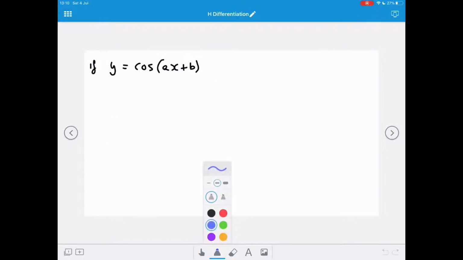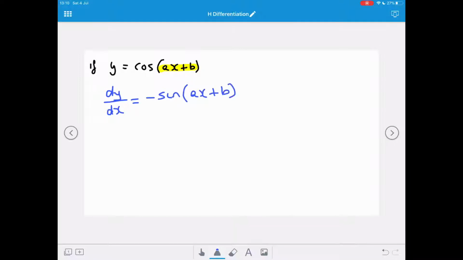If we look at y equals the cosine of ax plus b, we know that cos x goes to negative sine x, and our inside function is ax plus b. So dy by dx is going to equal negative sine of ax plus b, and that's going to be multiplied by a, which is the derivative of that inside function, and we rewrite that as dy by dx equals negative a sine of ax plus b.